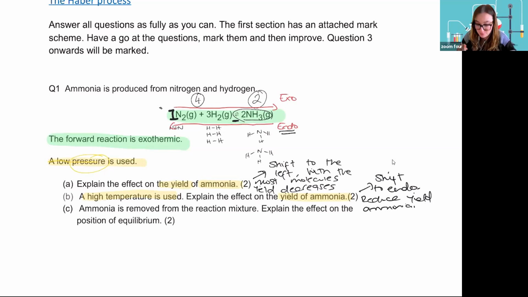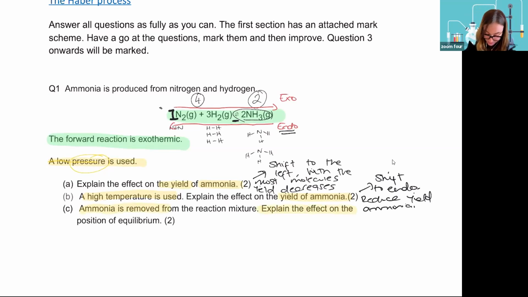So it's a compromise. Now, the last question is worded in a slightly strange way, but we've talked about temperature, we've talked about pressure, so now we're talking about concentration. And this question says, ammonia is removed from the reaction mixture.